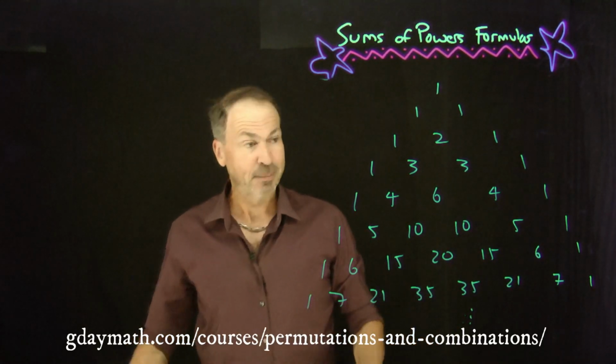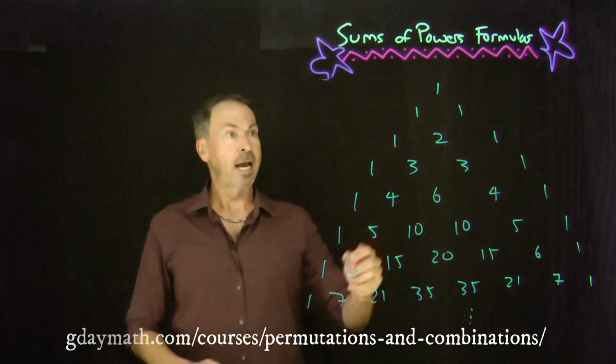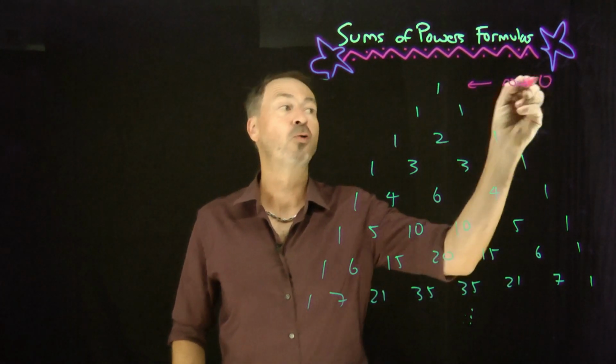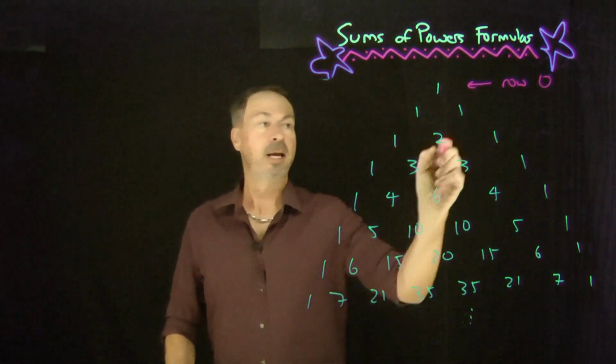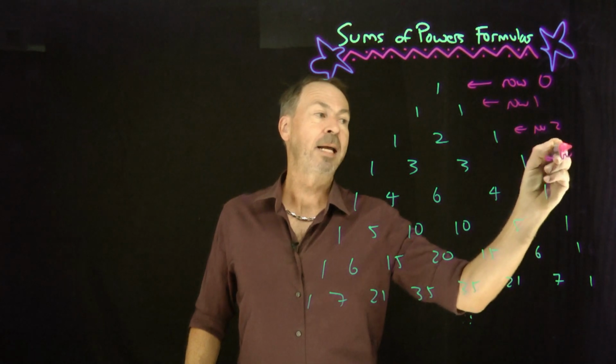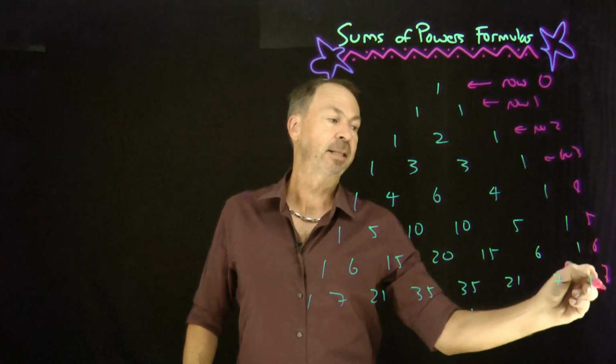All right, for starters, to explain the math we'll need, let me just point out that I like to call the very top row, just that one entry, row 0. Let's start counting from zero. In which case, this will be row 1, this will be row 2, row 3, row 4, 5, 6, 7, and so on.